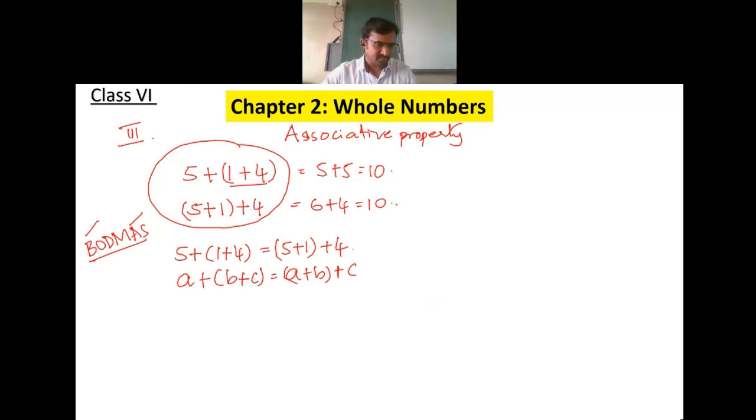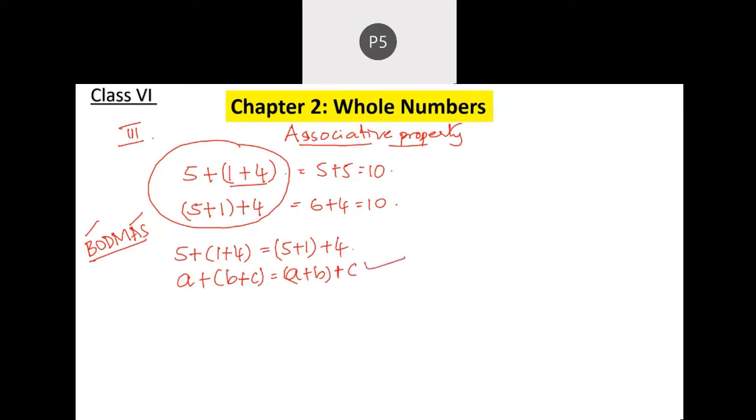Explain the associative property. In the associative property, for addition, it is true. We have checked. Is it true for multiplication? Let's see. 5 multiplied by, within the bracket, I will write 1 into 4. What result do we get? 5 times 4 is 20. Not 30, it is 20.